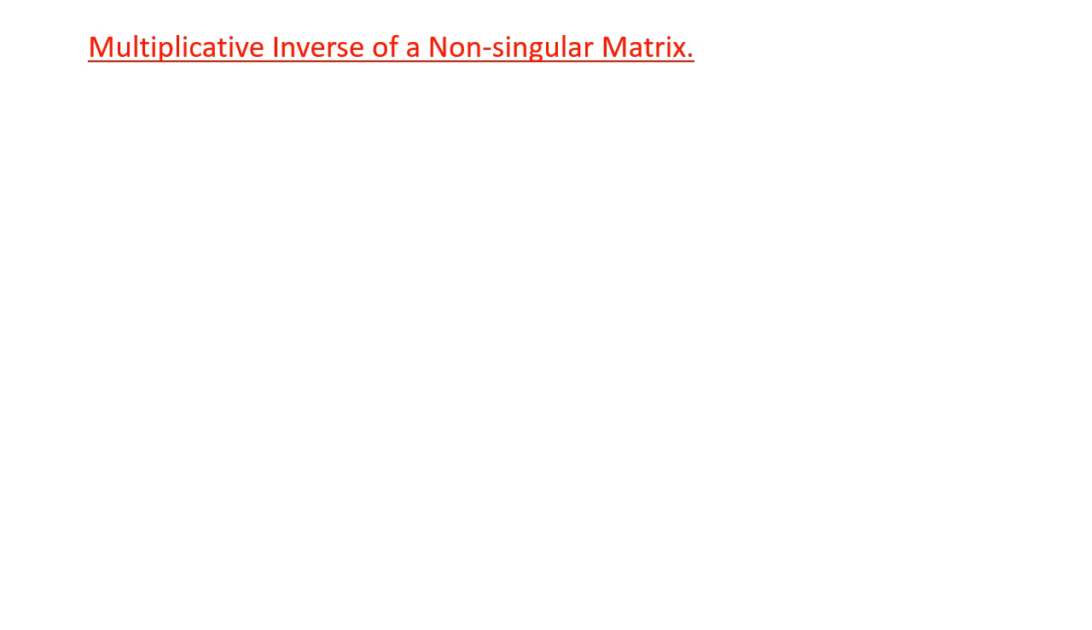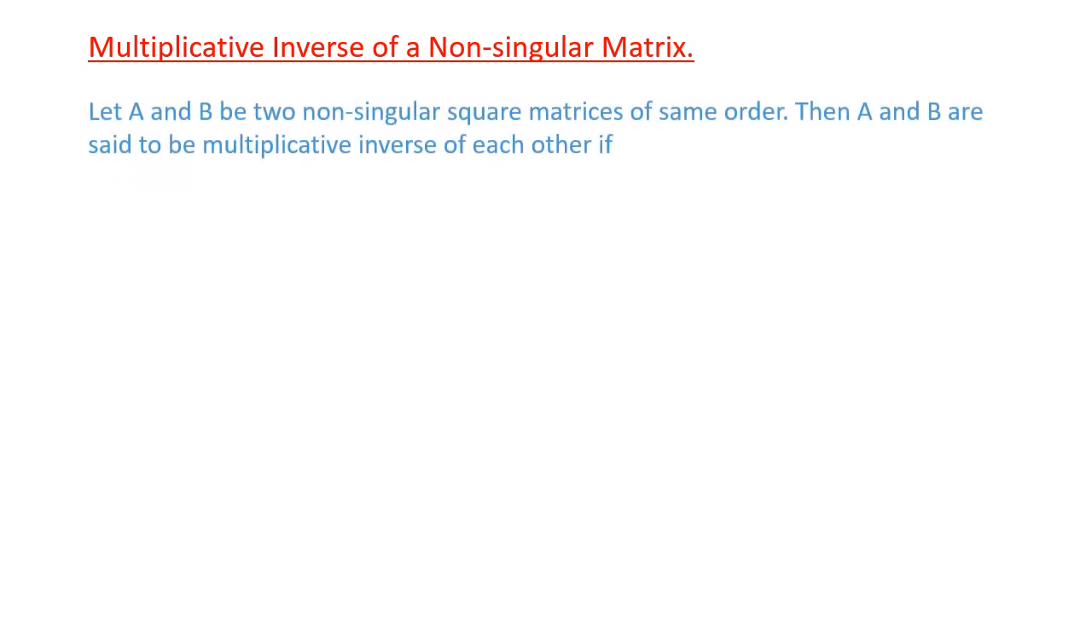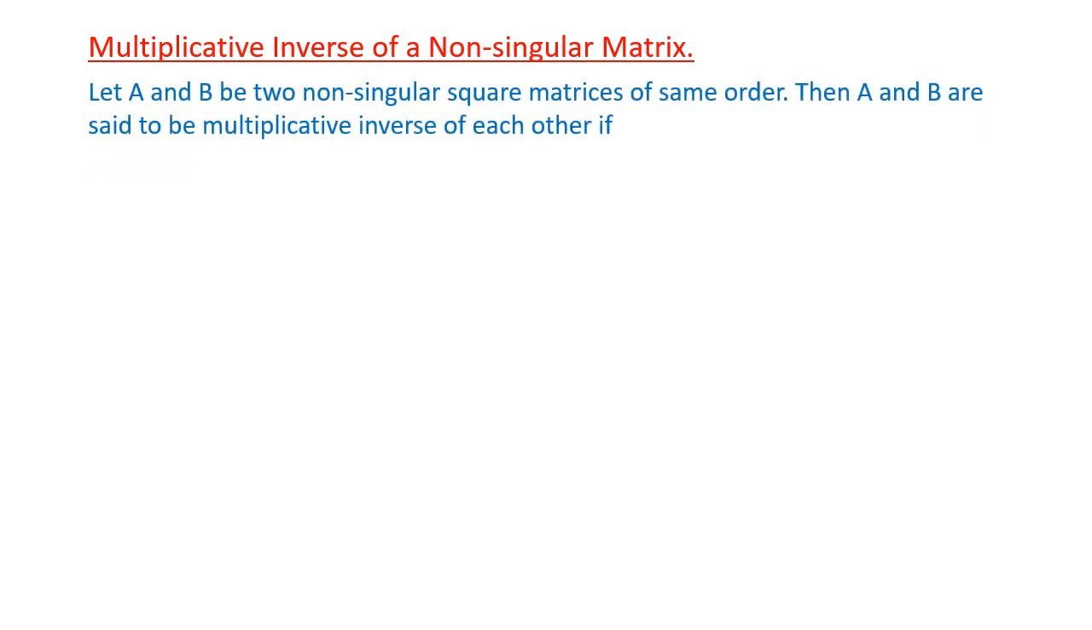Before starting question number 5, we should know the definition of multiplicative inverse of a non-singular matrix. Its definition is: let A and B be two non-singular square matrices of the same order, then A and B are said to be multiplicative inverse of each other if A multiply B matrix is equal to B multiply A matrix is equal to identity matrix.